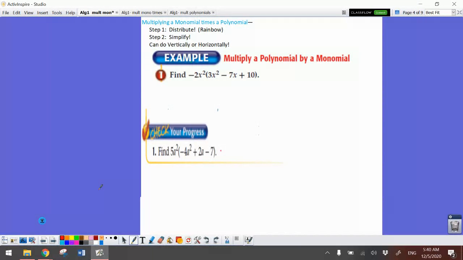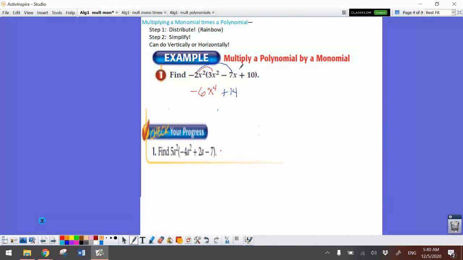Okay, so this is really a distribution, okay? So I'm going to start by multiplying these two. So -2 times 3 is -6. And how many x's do I have if I have a 2 and a 2? That's a 4. So -6x to the 4th power is my first distribution. Okay, let's go again. -2 times -7. Well, that's a positive 14.